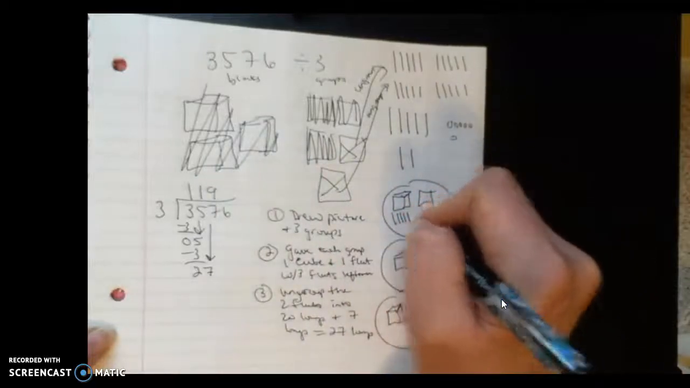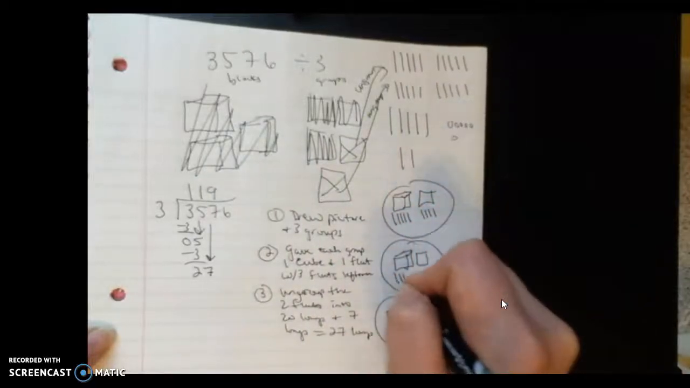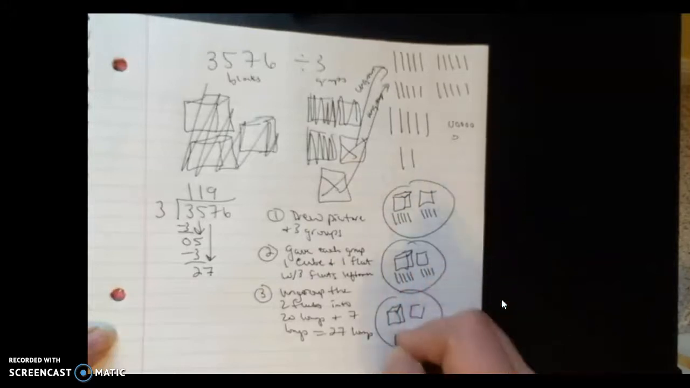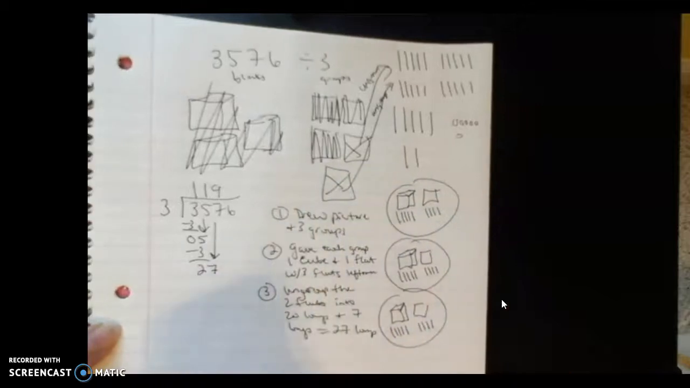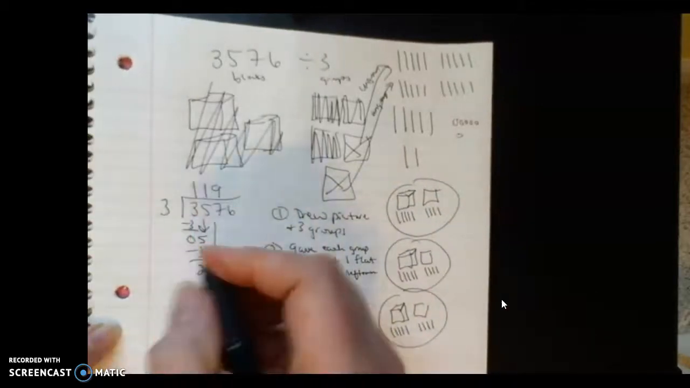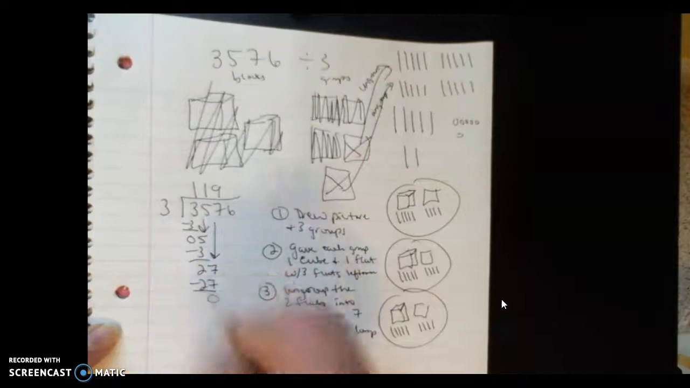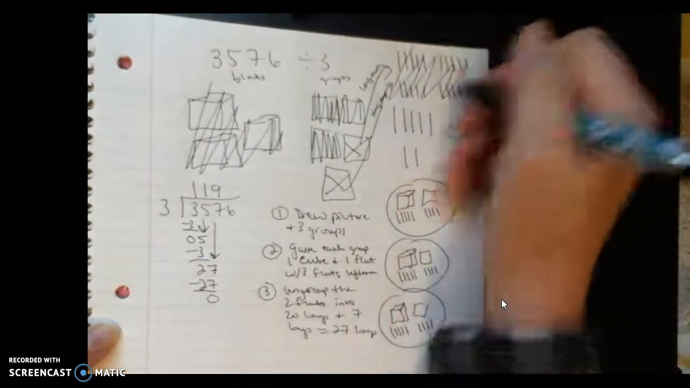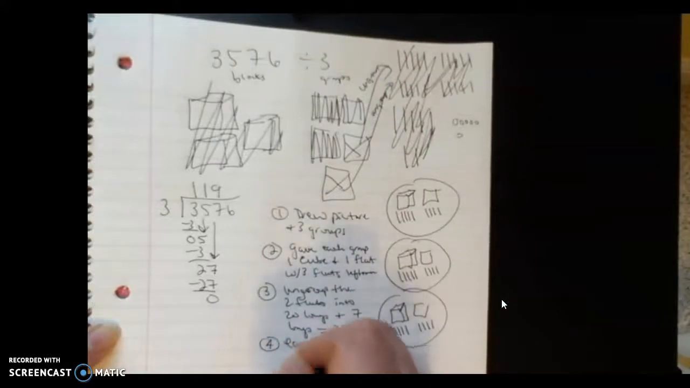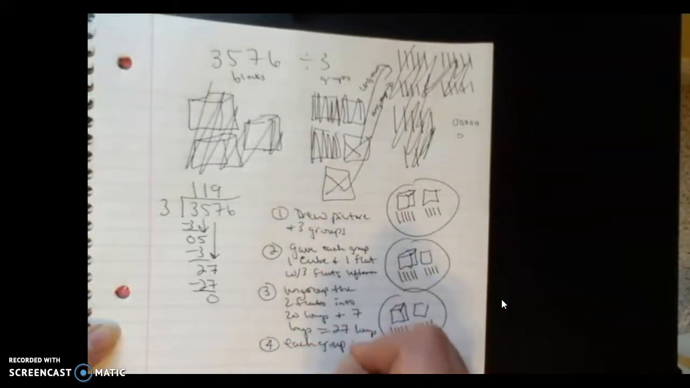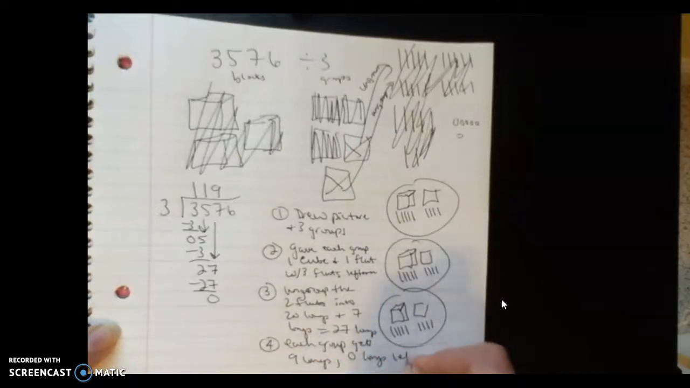1, 2, 3, 4, 5, and so on, counting out the longs. Okay, so I have my 9. 9 times 3 is 27. You subtract. Okay, and there's 0 left. So these all got given away. Okay, so each group gets 9 longs, 0 longs left over.